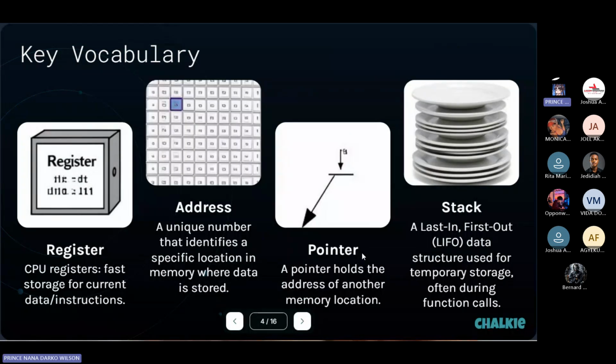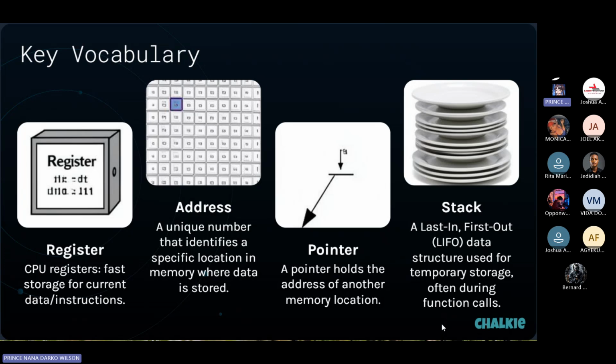So then there is a pointer. A pointer holds the address of another memory location. Sometimes it could be the address of the next instruction to be executed. Sometimes it could be the address on the stack, where the stack is currently. So we'll be looking at those ones too as we go by.